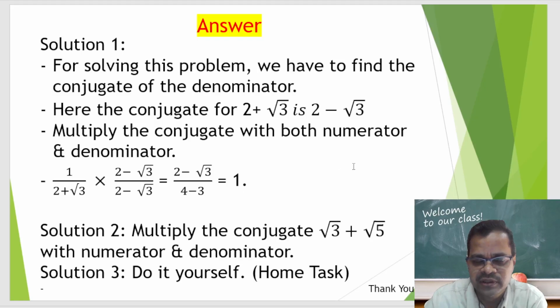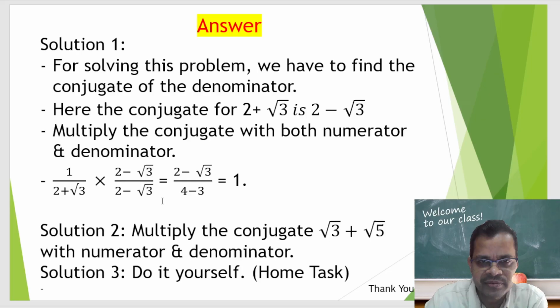So let's solve it. Here the conjugate of 2 plus square root of 3 is 2 minus square root of 3. So what we have to do, we have to multiply the given number by the conjugate, where both the numerator and the denominator reflect the conjugate number. It means 1 by 2 plus square root of 3, this is given. We will multiply this by 2 minus square root of 3 divided by 2 minus square root of 3. If the same number is divided, then the result you get is 1. So you can do that.